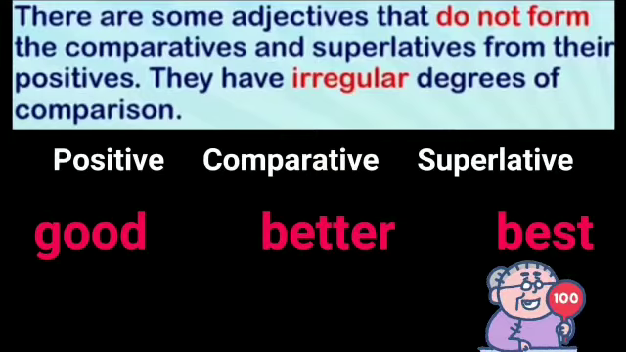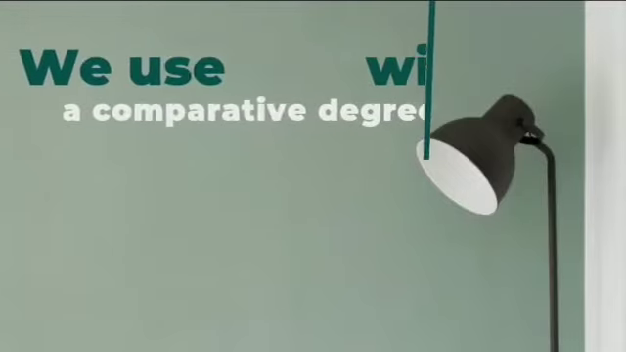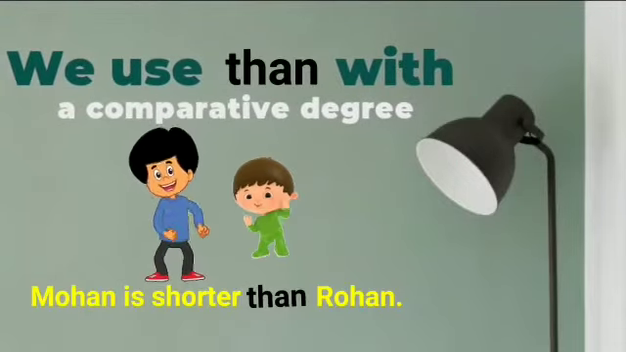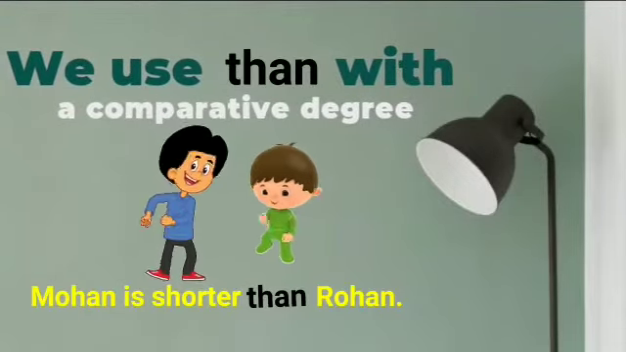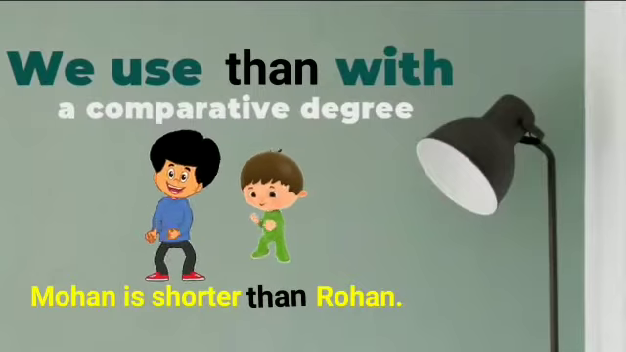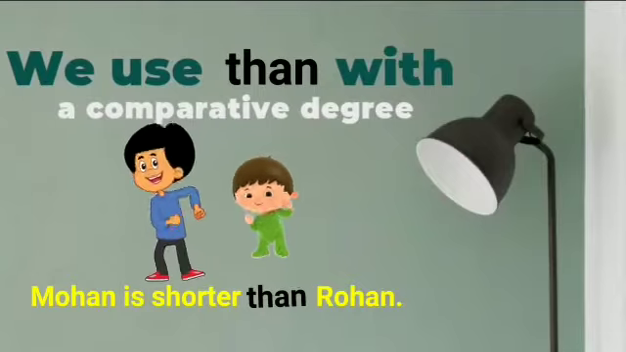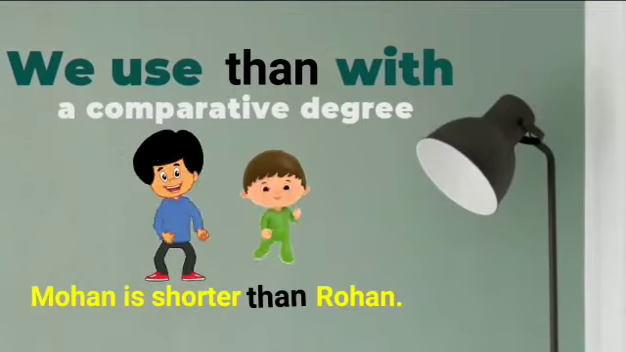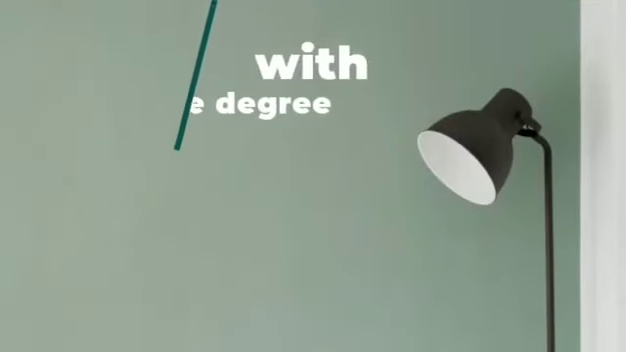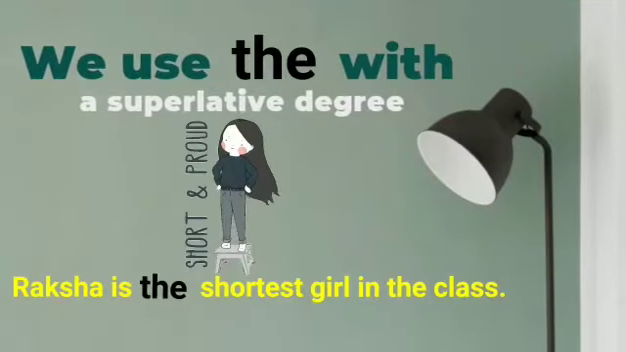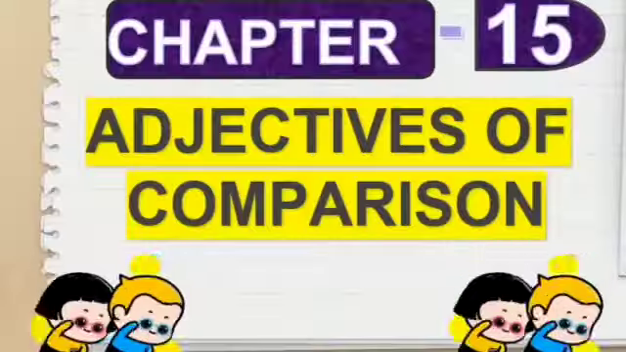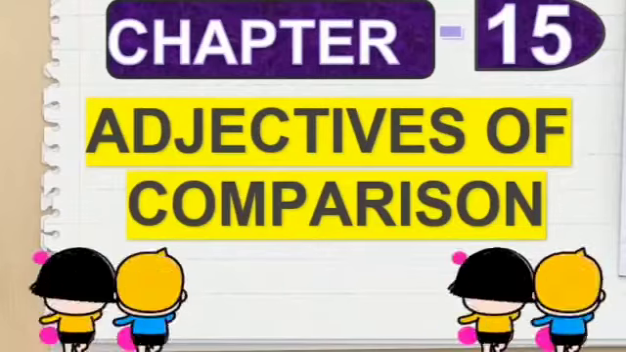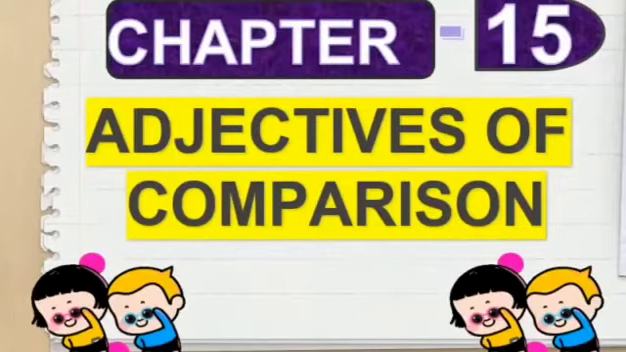Now, children, the most important point that you should remember: we use than with a comparative degree. For example, Mohan is shorter than Rohan. And we use the with a superlative degree. For example, Raksha is the shortest girl in the class. So children, this is all about adjectives of comparison.